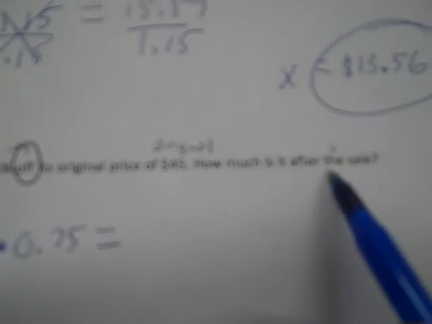75 divided by 100 is 0.75 equals the new. Well, I don't have anything that's the new, so that must be my answer. So that's X. And then I multiply these two. So $33.75 equals X.